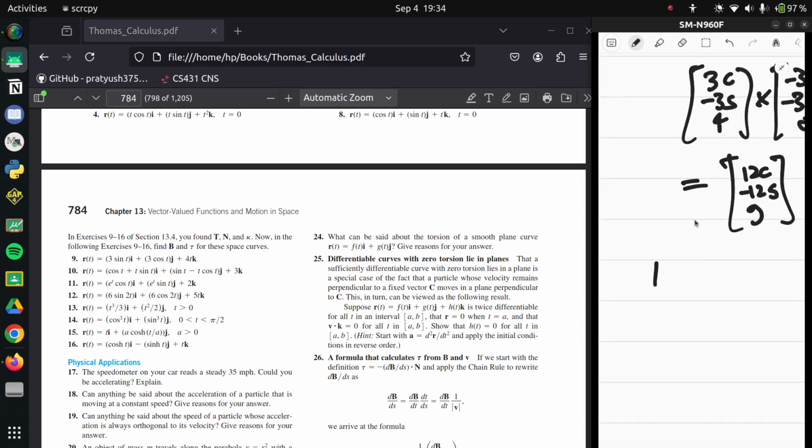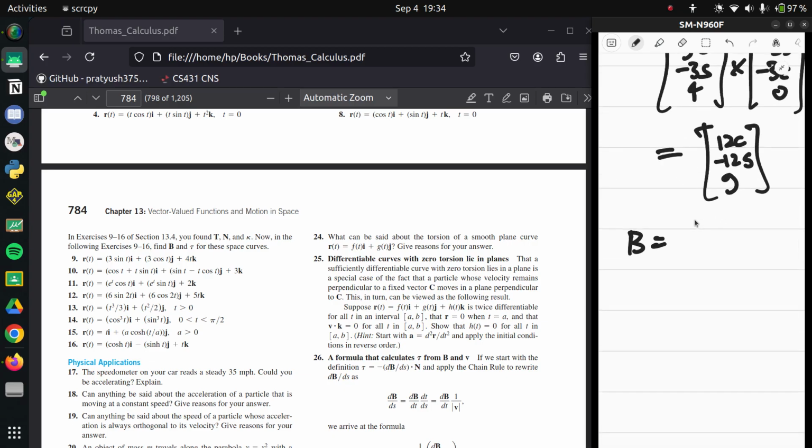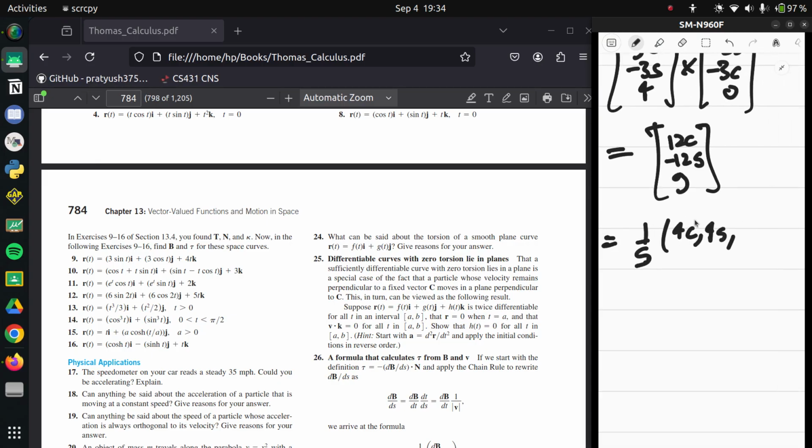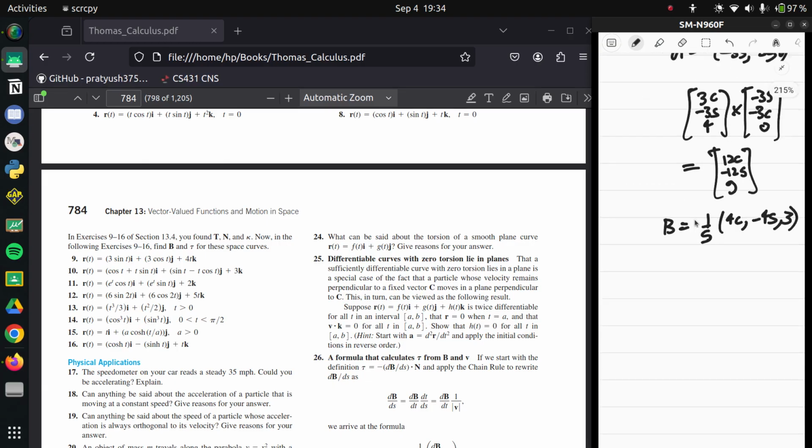So your binormal vector is just like this divided by its magnitude, this reduces to 4 and 3, so it's 1 by 5 of 4c, 4s, minus 12s, 3. Yes, so we got that.